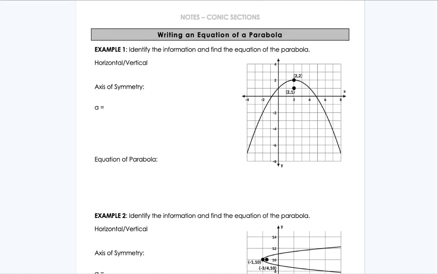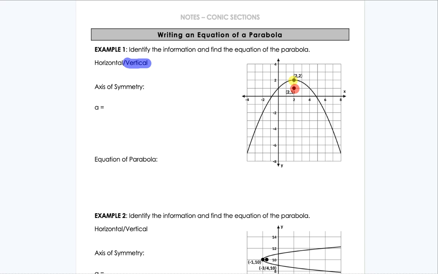Okay, so in example 1 here, we are given this graph. I can see some key points: this point, and this point on the inside of the parabola. I can tell from my picture that this parabola is opening downward, which means it's a vertical parabola. Anything opening up or down is vertical. Based on where those 2 points are, the yellow point I highlighted is the vertex, and the red point is the focus.